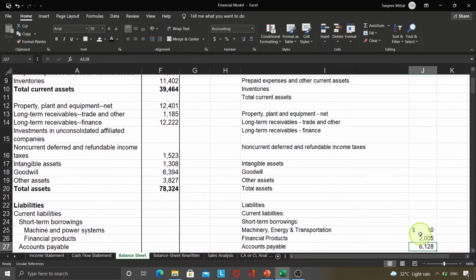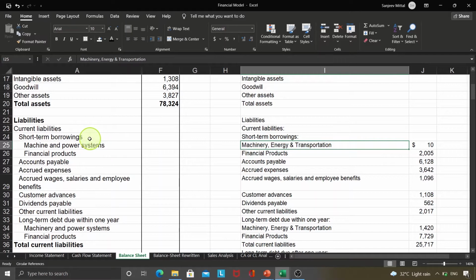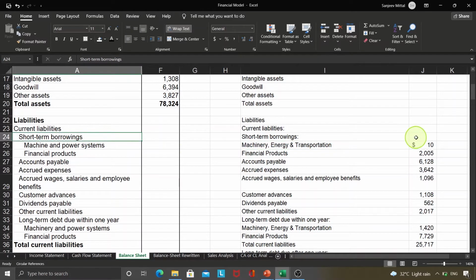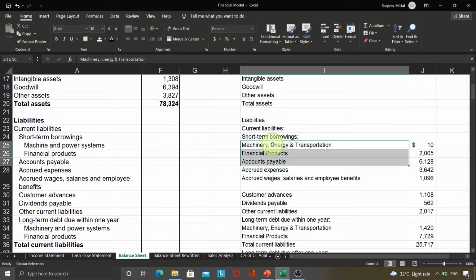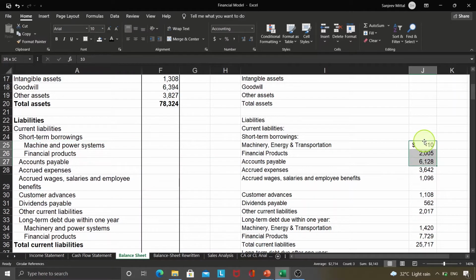After this particular number, we can see that there is the liability section. Inside the liability section, there is short-term borrowings, but in the annual report, there is not anything like borrowing. So there is nothing like that. And after that, there is machinery, financial products, accounts payable, accrued expenses, and accrued wages. And these are in the same sequence as required by our financial model. So these are in the same sequence. So I choose 1, 2, 3, 4, 5.